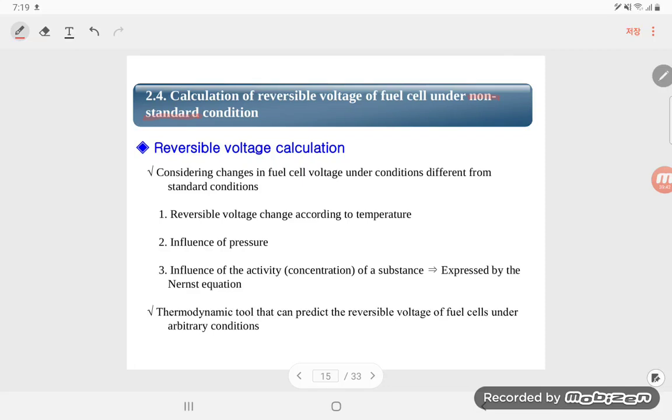If we modify these conditions, then what is the effect of this change on the cell voltage, the reversible cell voltage? So considering the changes in fuel cell voltage under conditions different from standard condition, what are the variables? The first one is the temperature, the second one is the pressure, and the third one is activity. That is the same as the concentration of a substance. And from this third part, we will learn about the Nernst equation. It is important in this chapter and next chapter. It is a thermodynamic tool that can predict the reversible voltage of fuel cells under arbitrary condition.